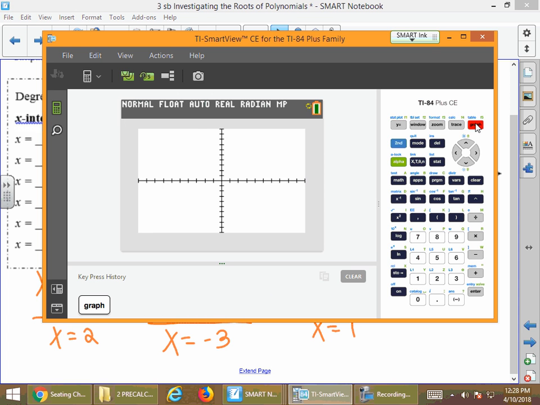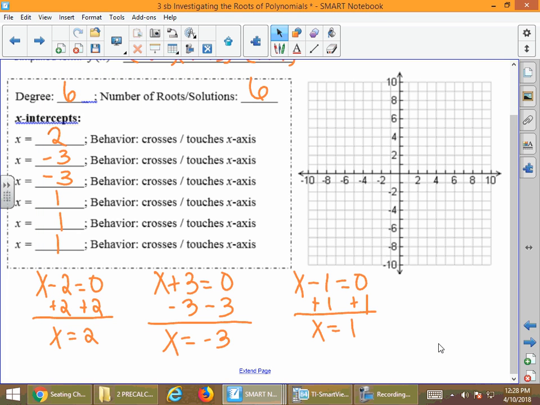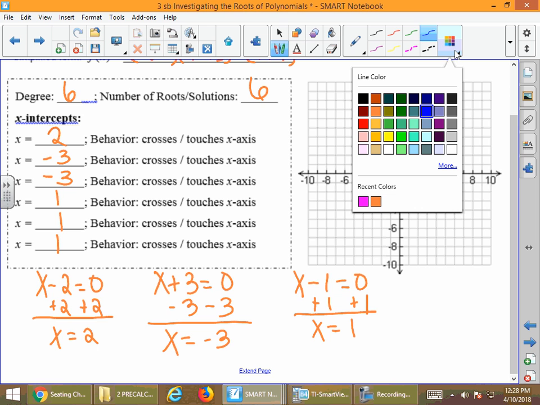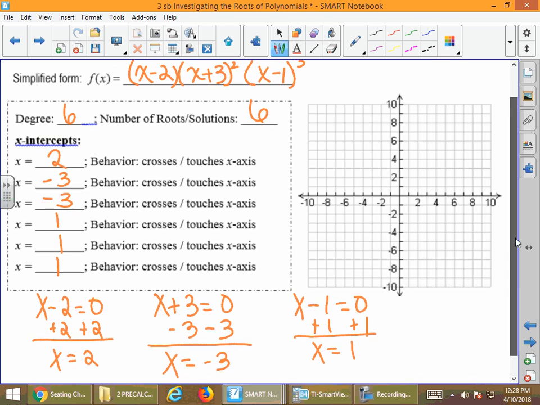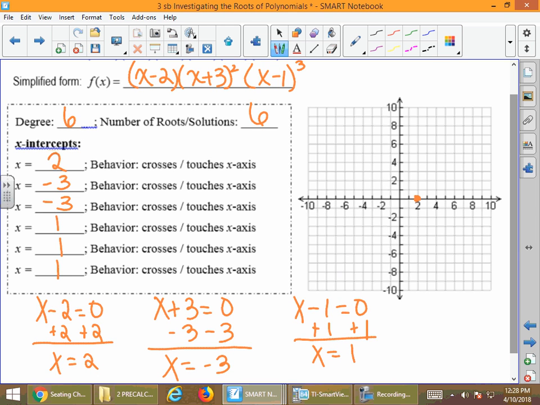Finally, gives us our picture. Again, we can't see it very well, but we can put our roots on our picture here even before we typed it in the calculator. We've got a root here at 2. We've got a root here at -3. And we've got a root here at 1.